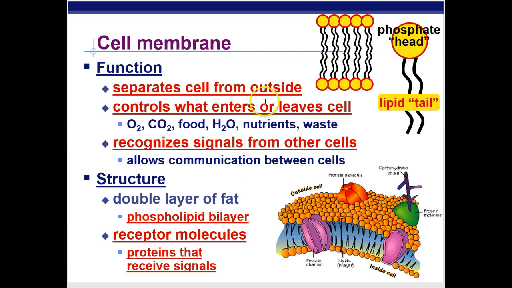The cell membrane helps to separate what's outside from what's inside. It acts as a gate or a barrier. It controls what enters and leaves the cell. Cells need things like oxygen and carbon dioxide, food and water, and they need to get rid of waste. So cells need to be what's called semi-permeable, meaning they allow some things in and some things out. Besides semi-permeable, it's also called being selectively permeable. They also need to recognize symbols or signals from other cells, and that's called cell communication.